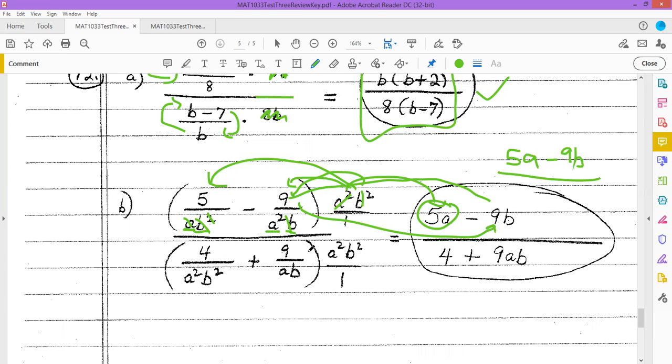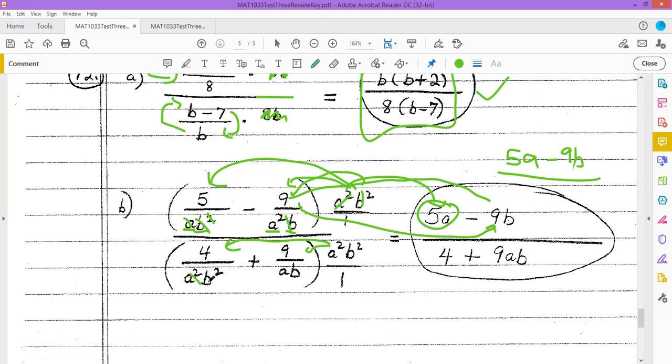And in the denominator, we see our two fractions are different. Our denominators are different. We have a squared here and 1a, b squared here and 1b. So we need both of these fractions to have a squared and b squared. So therefore we multiply. Remember, that's called our least common multiple. We multiply both of these terms by that LCM.